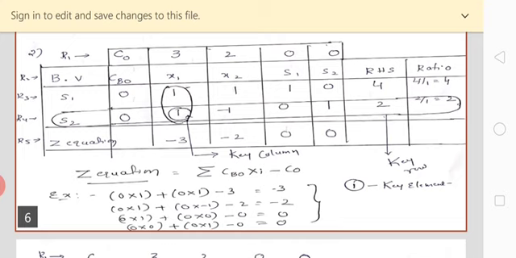Similarly, for the R4 row under the x1 column, if it is 2, then 2 by 2 equals 1. Now, for both the R3 and R4 rows under the x1 column, that is the key column, both the values will be 1 and 1. That will be divided into the corresponding RHS values. Then the ratios become 4 and 2 now.